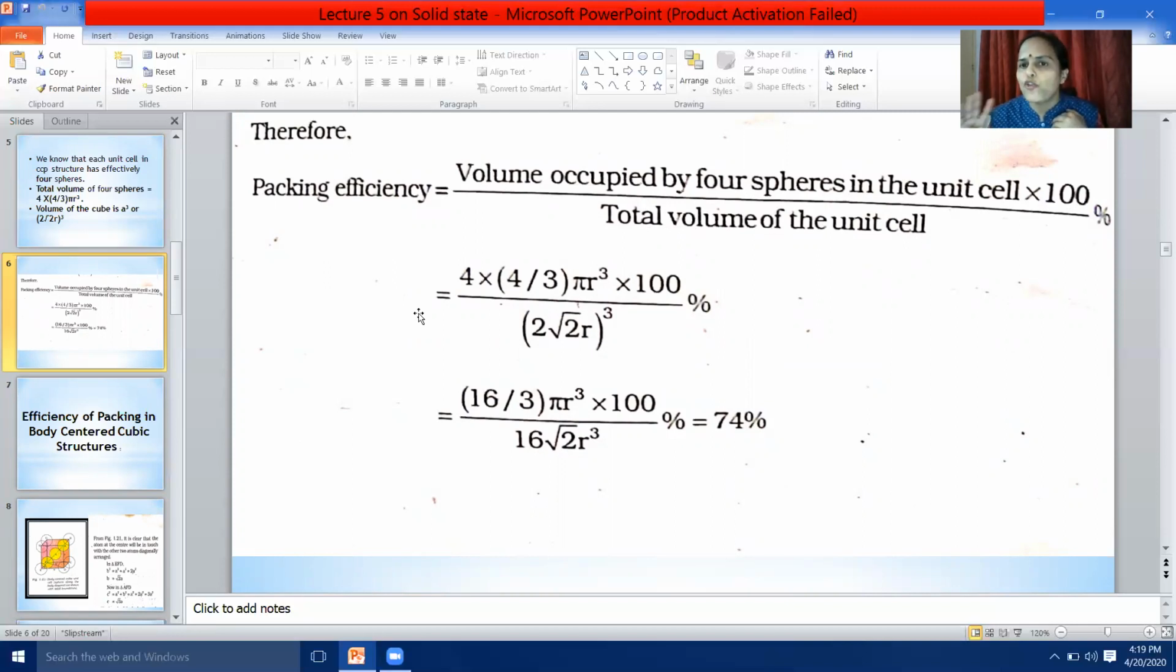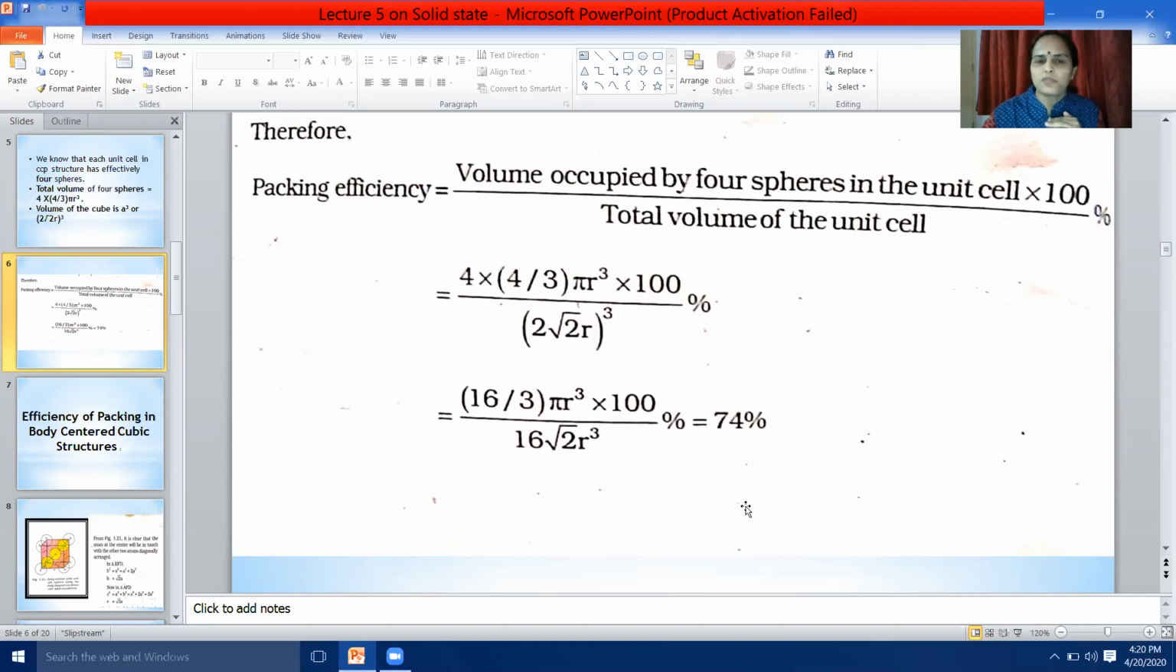So the volume occupied by 4 spheres is 4 into 4 by 3 pi r cube, and the total volume of the unit cell is equal to 2 into root 2 r whole cube. When I put the value of pi here as 22 by 7 or 3.14 and calculate, I get the packing efficiency in case of HCP or CCP structures as 74%. And this is the highest packing efficiency that is seen in case of HCP or FCC structures.